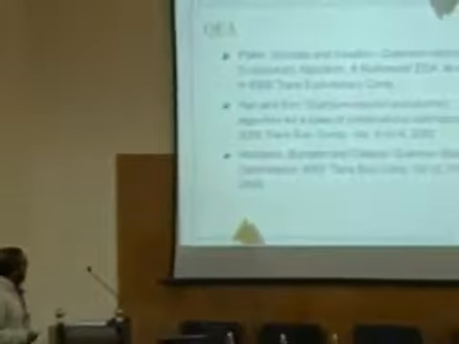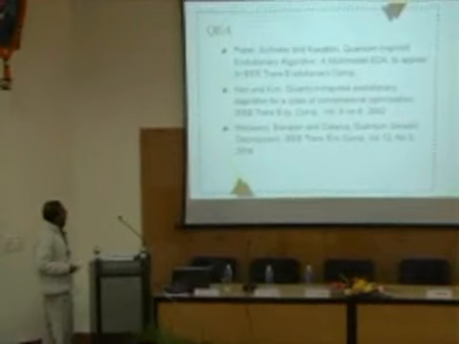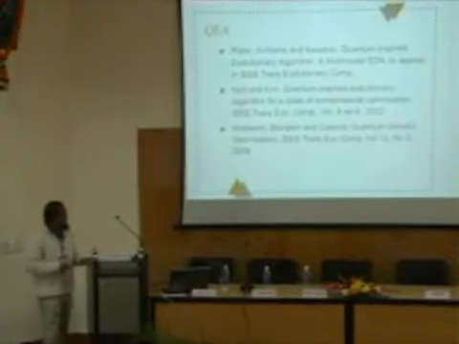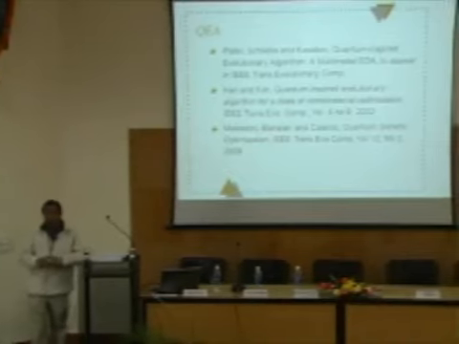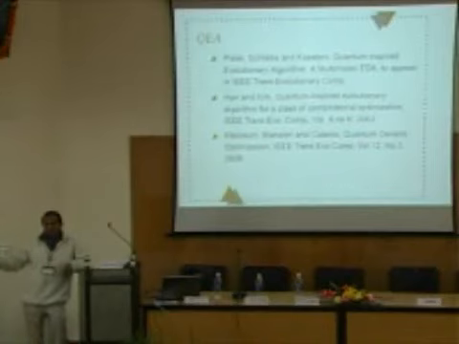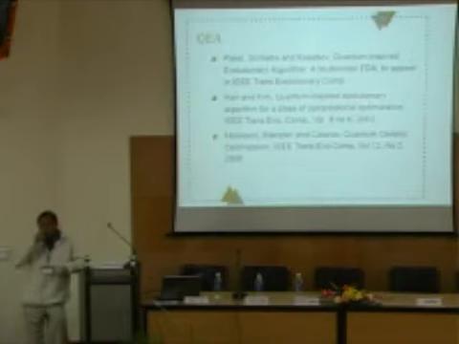This is another work, a quantum inspired evolutionary algorithm for a class of combinatorial optimization by Han and Kim, and this is a recent paper also, quantum genetic optimization. Let me explain what this paper focuses on. This paper considers the strings as qubits. That is not the focus of this paper. The focus of the other one is what I just explained to you, how to estimate the distribution algorithm. Whereas these two papers, what do they do?